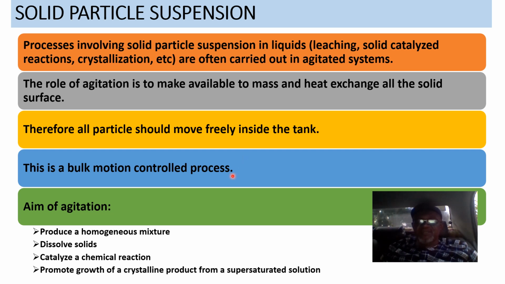Remember, we said the processes can be bulk motion controlled or shear stress or shear rate controlled processes. Now, the aim of agitation will be to produce a homogeneous mixture, to dissolve the solids, to catalyze a chemical reaction, or to promote growth of crystalline products from supersaturated solution.